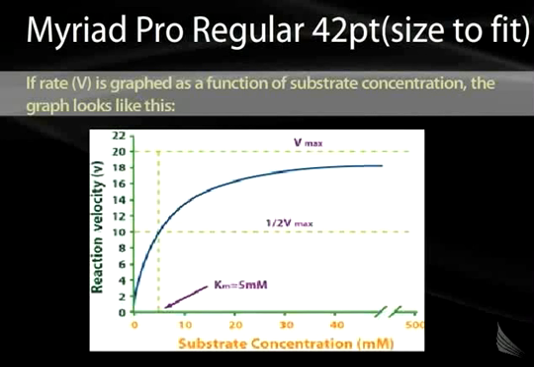We've also defined for you here the Km. Now in this particular case, the Vmax is 20, so the Km is going to be the substrate concentration at which the velocity is 10, the rate is 10. And so if you find the point on the graph at which the rate is 10 and trace that down to the substrate concentration, you'll get the Km, which in this case is 5 millimolar.